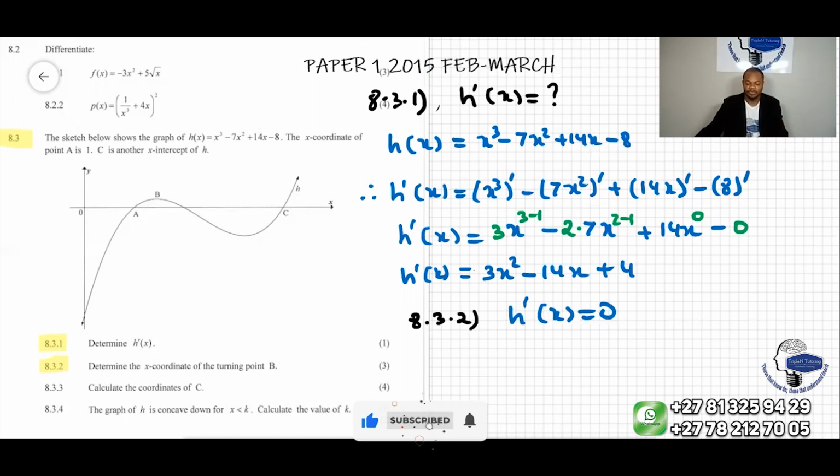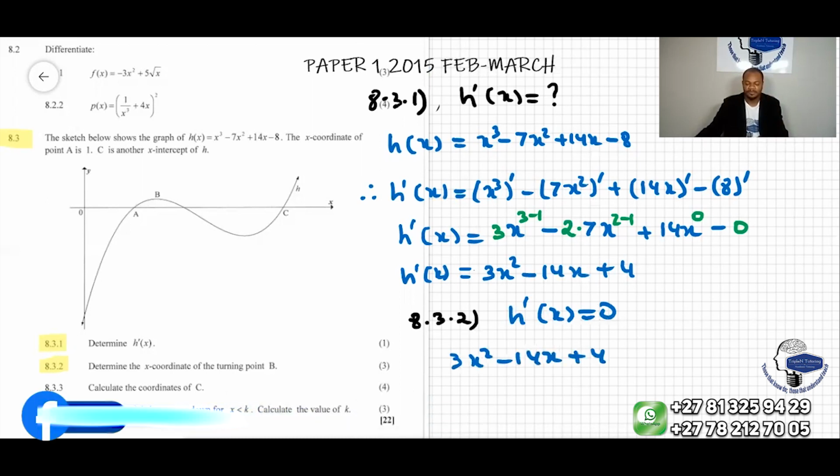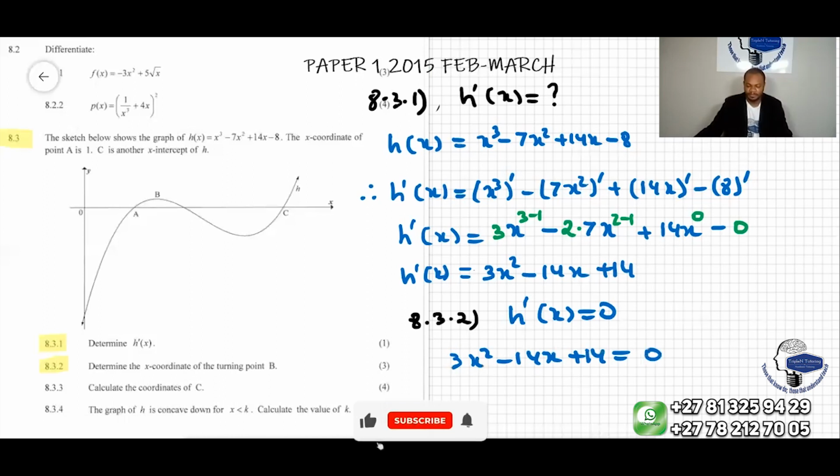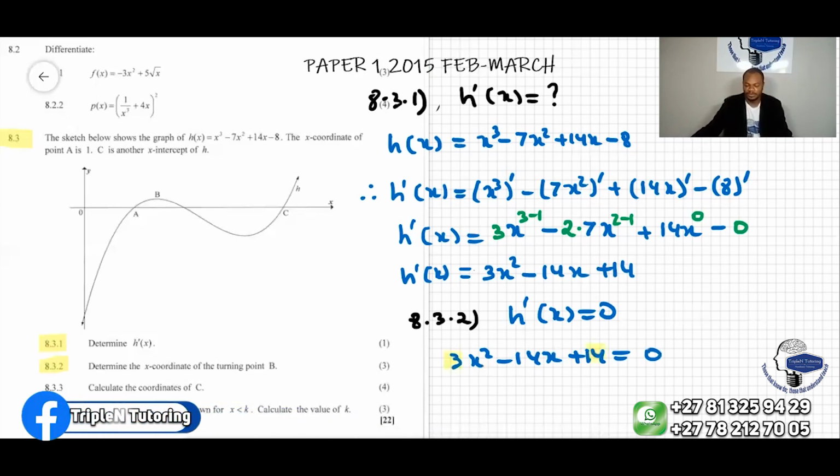So basically, we're going to take 3x squared minus 14x plus 14 and then make it equal to 0. All right. I want to see if we can factorize. Okay, let's check. We're going to take 3 times 14. That's equal to 42.